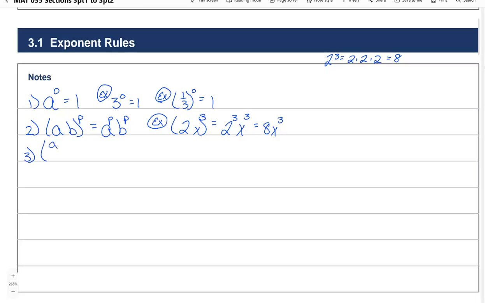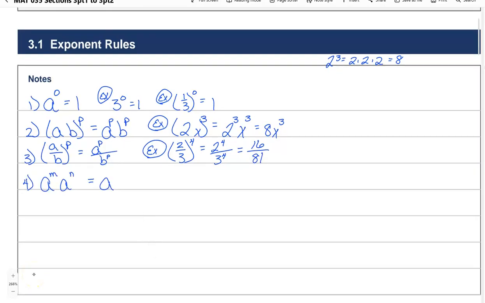Okay, similarly, if I have a divided by b to a power, that's the same thing as a to the power divided by b to the power. So for instance, if I have 2/3 raised to the 4th, then that's the same thing as 2 to the 4th over 3 to the 4th. And then we would want to simplify that. 2 to the 4th is 2 multiplied by itself 4 times, 16. 3 to the 4th is 3 times 3 times 3 times 3. So 3 multiplied by itself 4 times, which is 81.